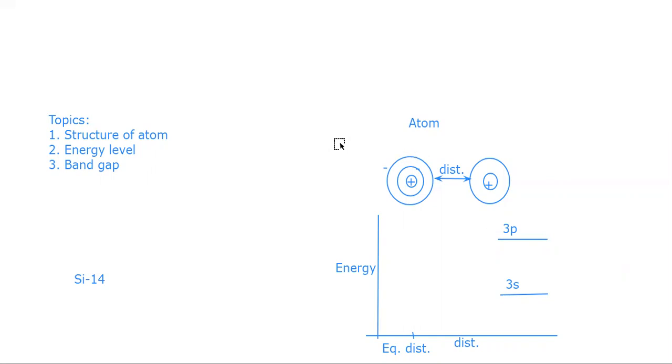So today my name is Sagar and I'll be talking about the structure of atom, their energy levels, band gap, and, let us say, based on band gap how the classification is made into conductors, insulators, and semiconductors. The first thing, these are the topics which we are going to study today.